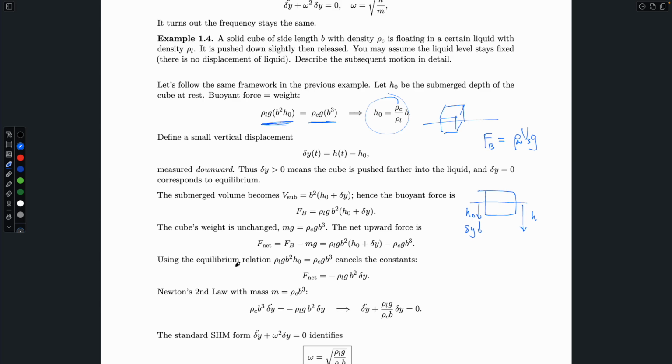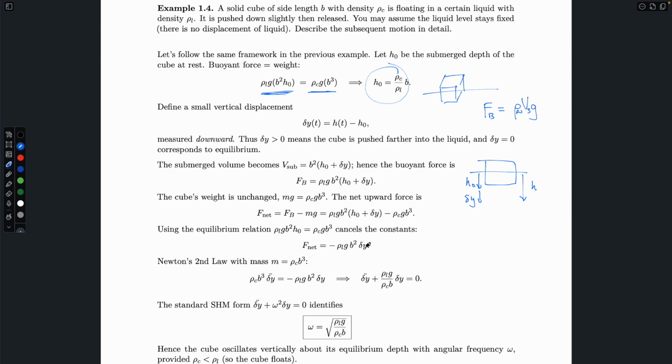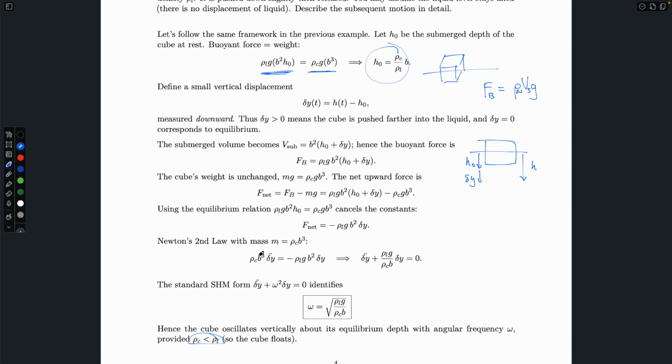Most importantly, you will see that the equilibrium terms cancel, which is this one and this one. This will always happen if you did it correctly. If you did the method correctly, the equilibrium terms should cancel, and then you'll just get a regular SHM equation. If you didn't, it probably means you messed up somewhere. In this case, provided the condition that the cube floats to begin with, we will get SHM of some angular frequency, where this is the characteristic equation.